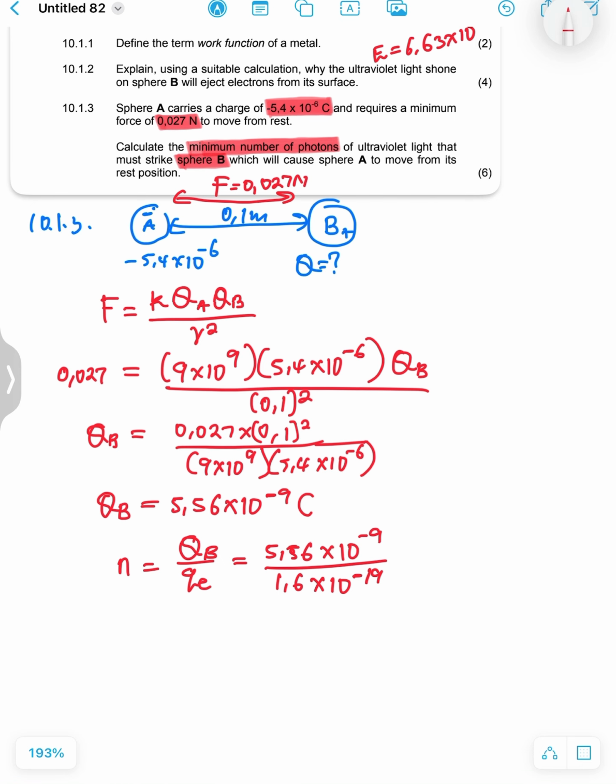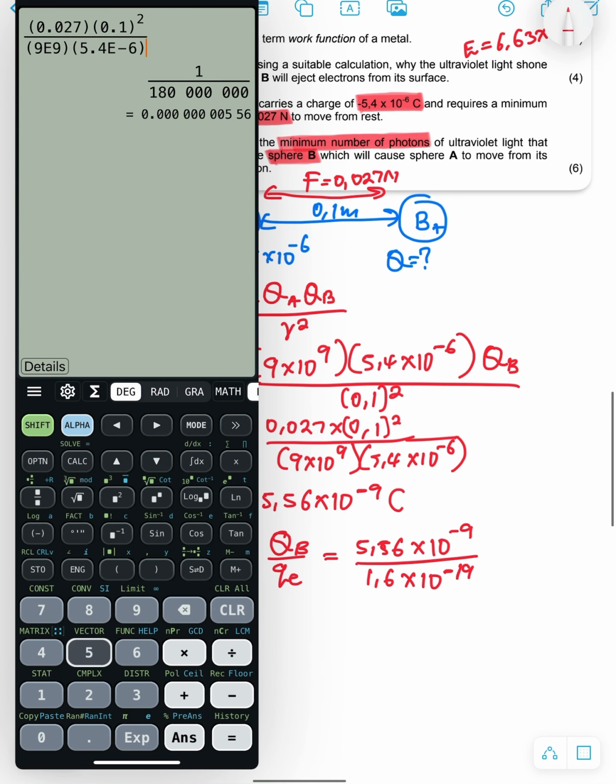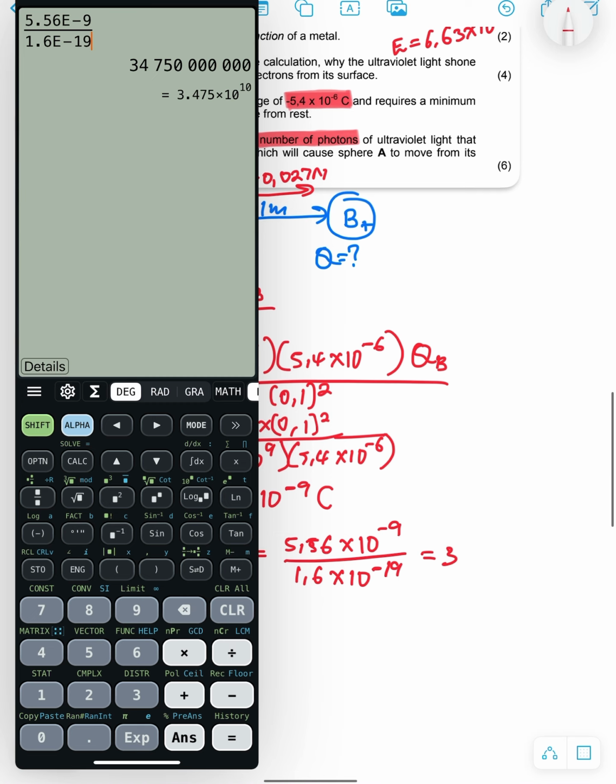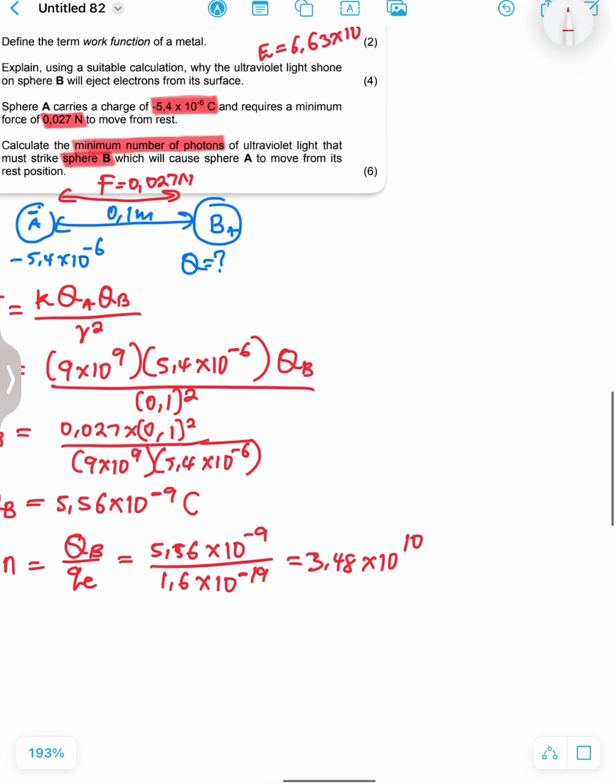So when you put that in your calculator, 5.56 times 10 to the power of -9 divided by 1.6 times 10 to the power of -19, that gives you 3.48 times 10 to the power of 10. So that is the number of electrons.